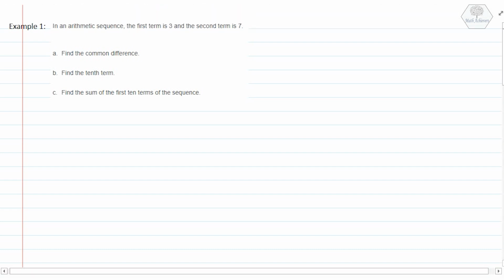Example 1. This is an example on an arithmetic sequence. In an arithmetic sequence, the first term is 3 and the second term is 7. So to start with, I have u1 is equal to 3 and u2 is equal to 7. Find the common difference, part A. The common difference is really easy: it is u2 minus u1, so it is equal to 7 minus 3, which is equal to 4.